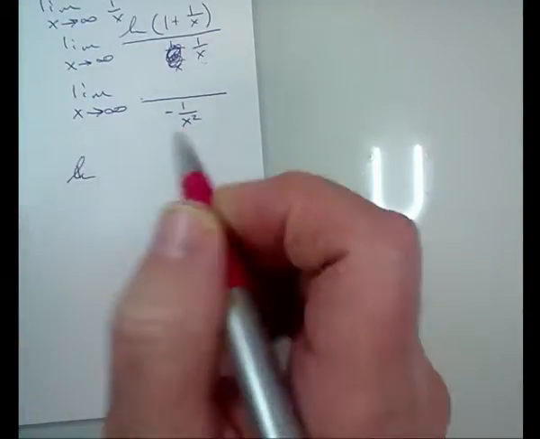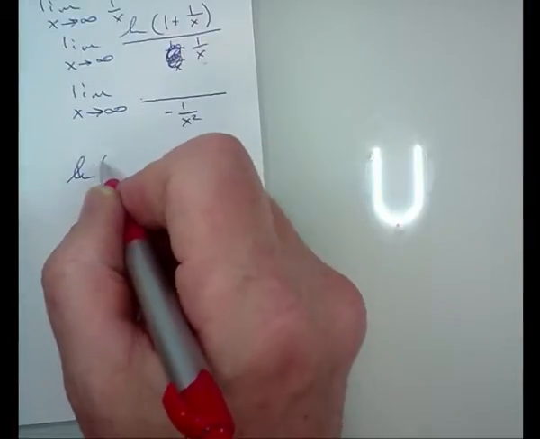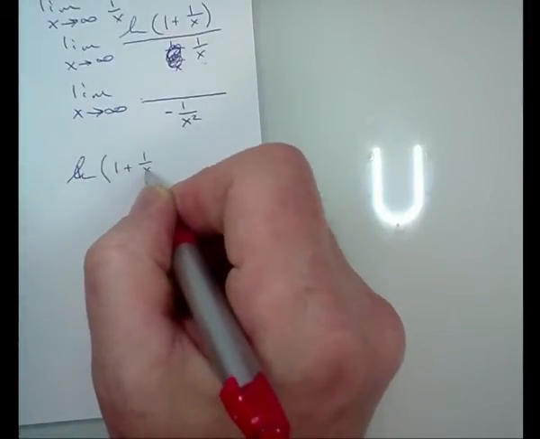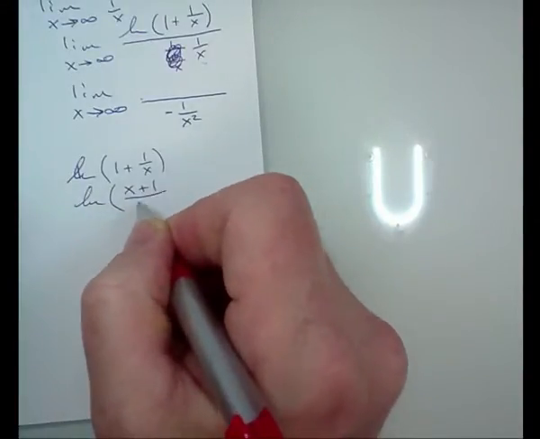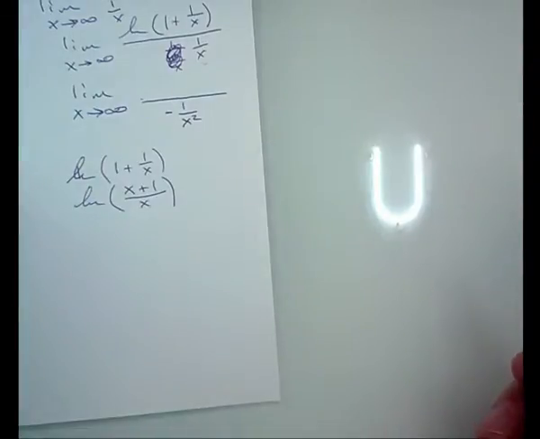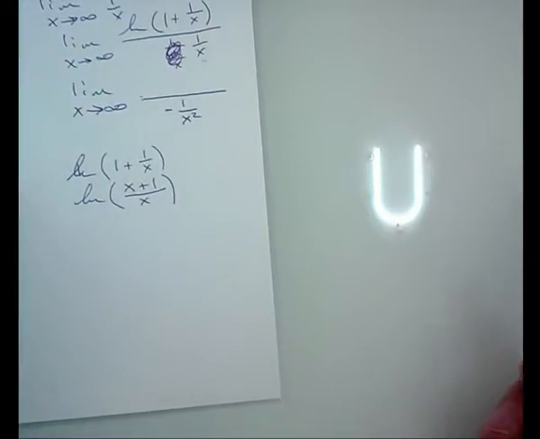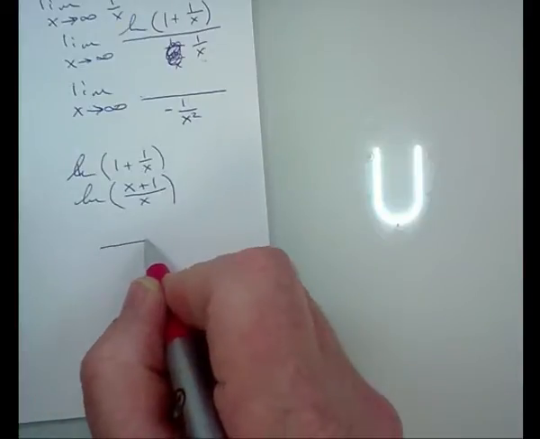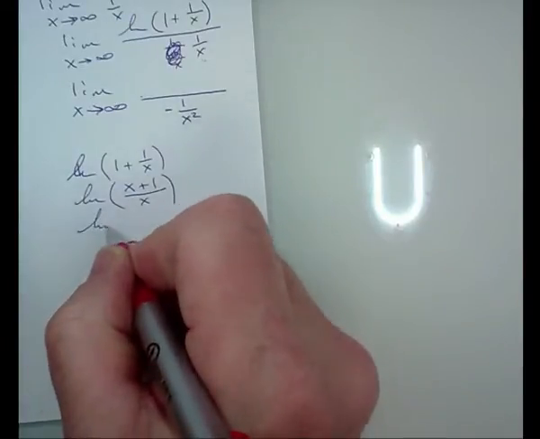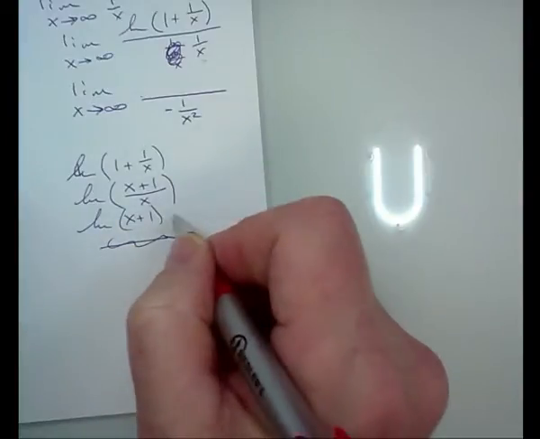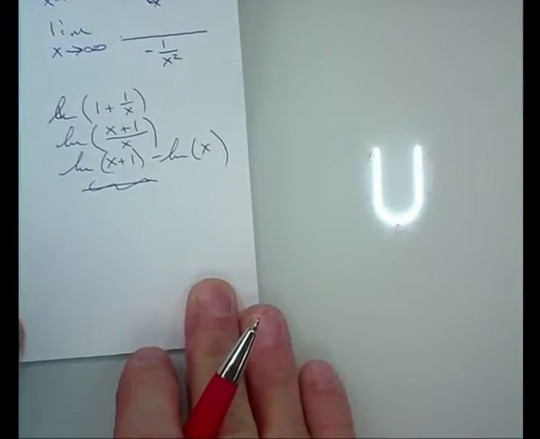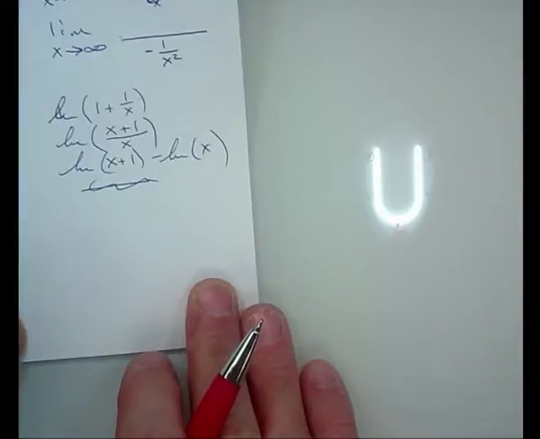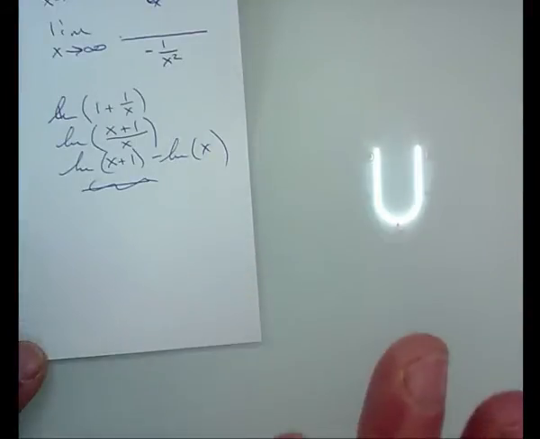So I have the natural log, and I'll do it right here, the natural log of 1 plus 1 over x, which is the same as x plus 1 over x, correct? So its derivative is the same as this, the natural log of x plus 1 minus the natural log of x. Would you agree with that, using my log rules? I didn't do anything wrong, did I?